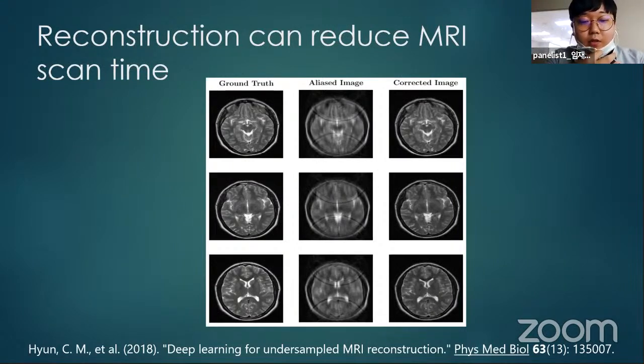This figure is from the research of Hyun et al., who did MRI reconstruction with a deep learning method in 2018, and we can see the deep learning model increases the image clarity remarkably.